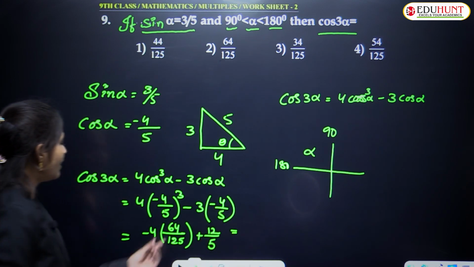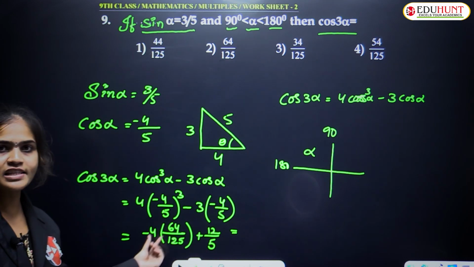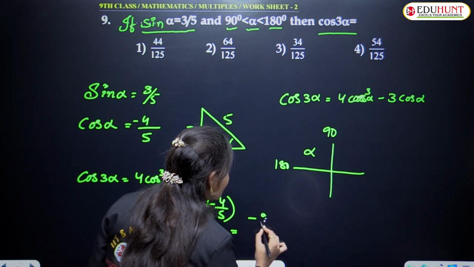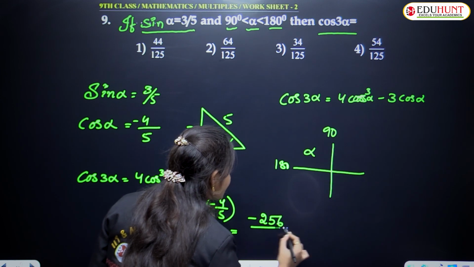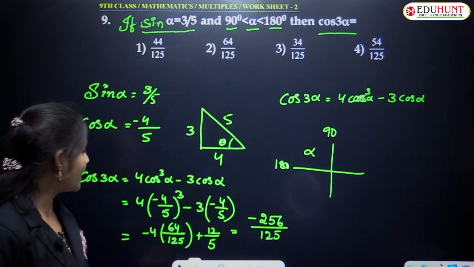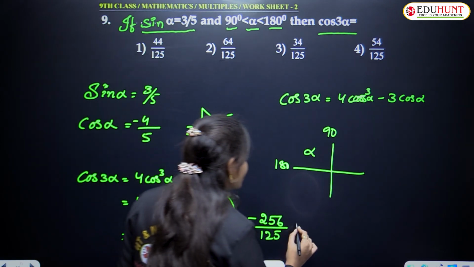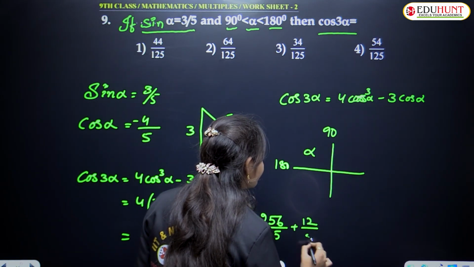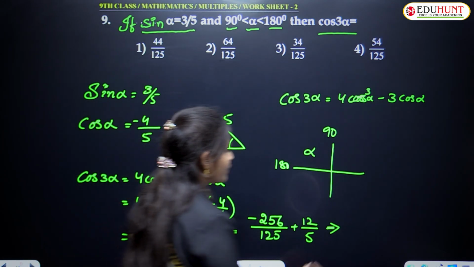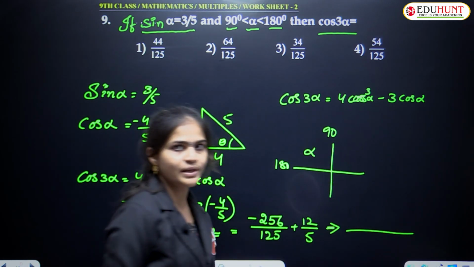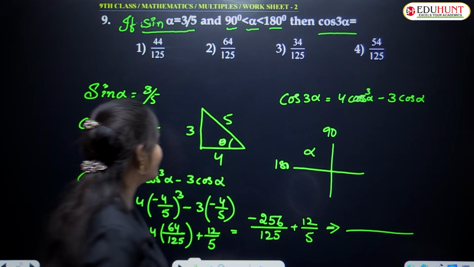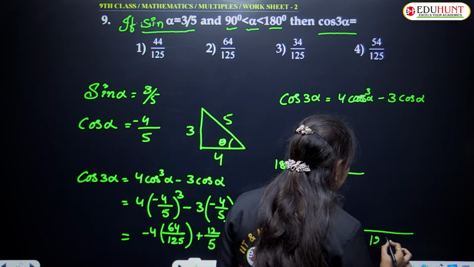Okay. So here minus 4 into 64, 64 into 4 is equal to 256. So that is minus 256 by 125, plus 12 by 5. Now here take the LCM. So what is the LCM of 5 and 125? 125 is a multiple of 5, no? So that's why 125 is the LCM.